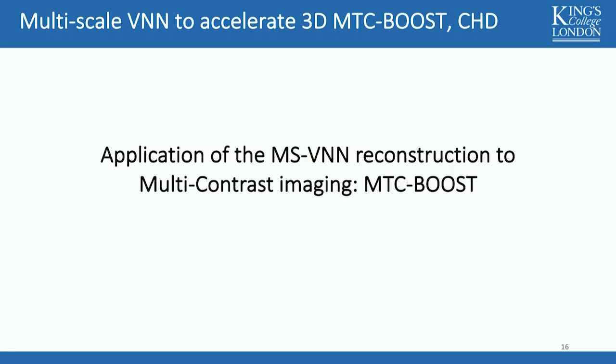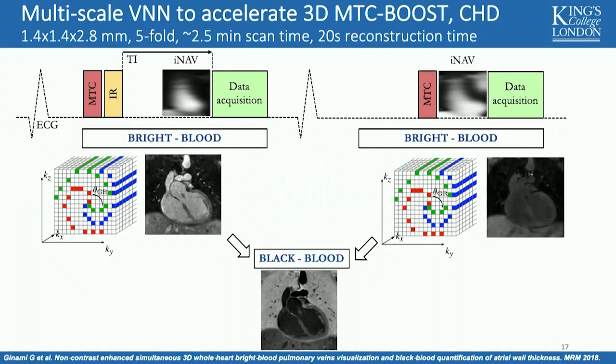In order to demonstrate also the generalizability of the network to multi-contrast imaging, I show quickly some preliminary results with MTC-Boost. MTC-Boost is an interleaved acquisition where we acquire a bright blood image for anatomical visualization of arteries and veins, and a reference image with which, with the subtraction, we can obtain a black blood volume.